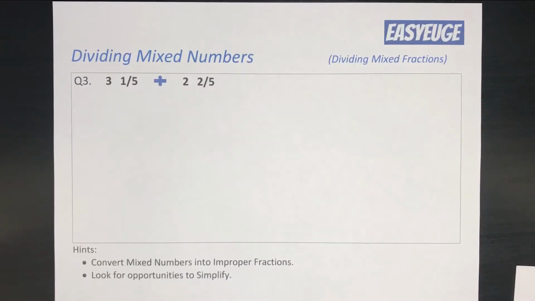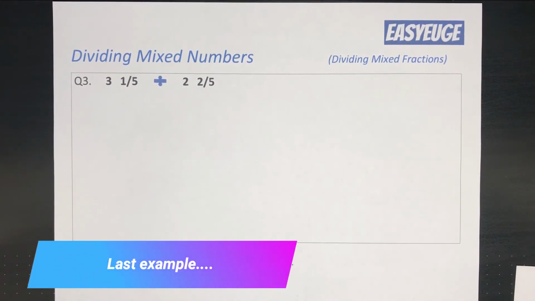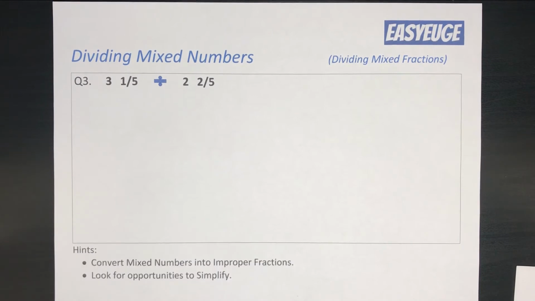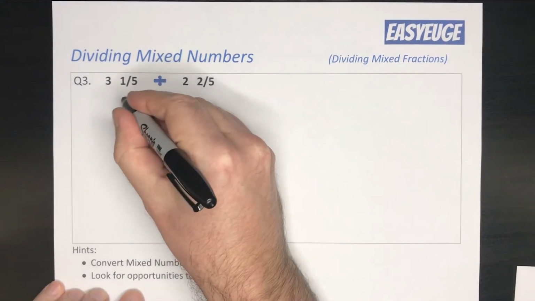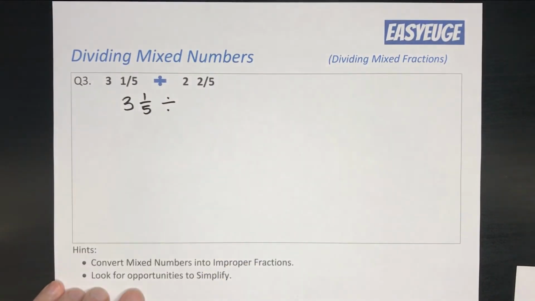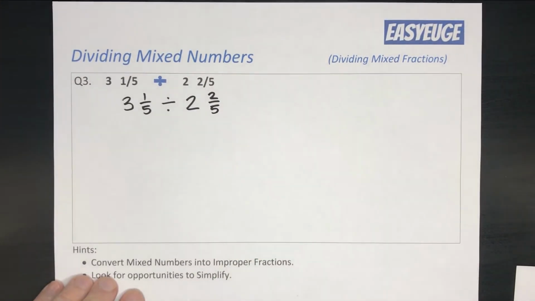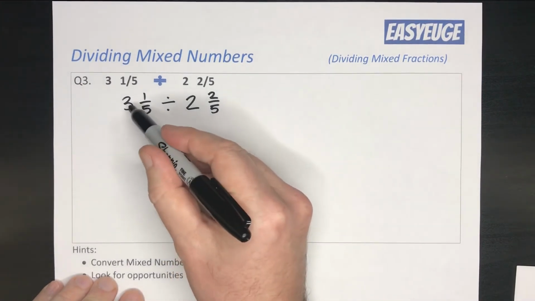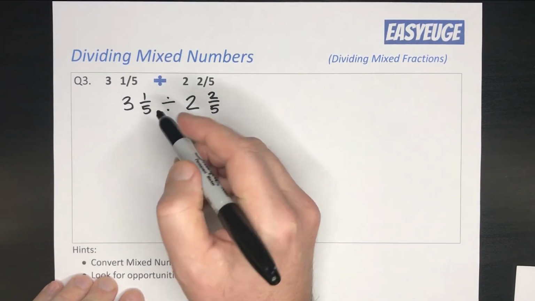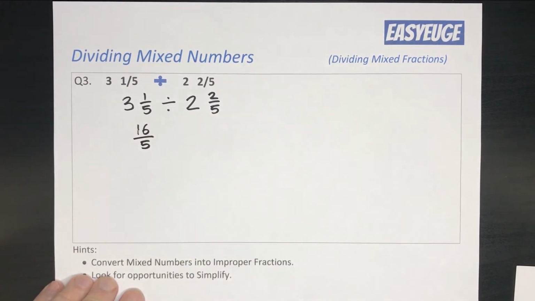The next level is 3 1/5 divided by 2 2/5. So this is the last example in this video of dividing mixed numbers. So let's write it down. 3 1/5 divided by 2 2/5. So as we know, let's convert these whole numbers into fractions. So 3 5s are 15, plus 1 is 16. That can be written as 16 over 5.